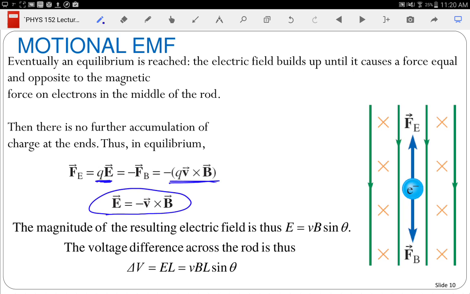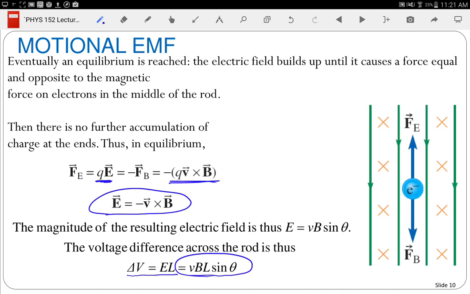But we also learned that if we have a uniform electric field, that V equals Ed, that is, the voltage difference is equal to the electric field times the distance. In this case, use L for the length of the rod. And so taking into account you might not be going perpendicular to the magnetic field, theta is the angle between the velocity and the magnetic field. And it turns out the voltage you create is the speed multiplied by the magnetic field multiplied by the length, and then sine of the angle between the magnetic field and the velocity.